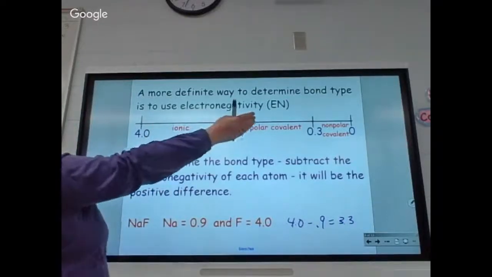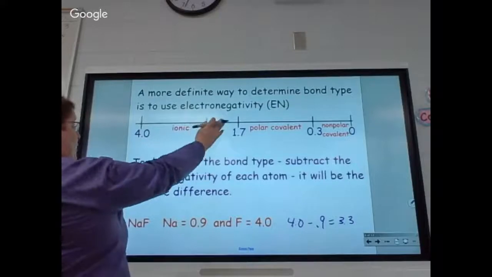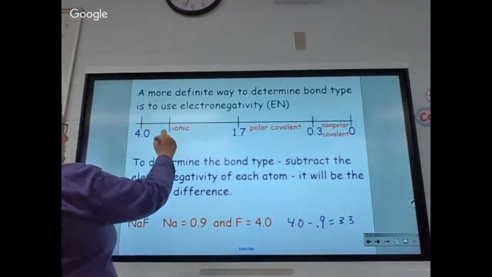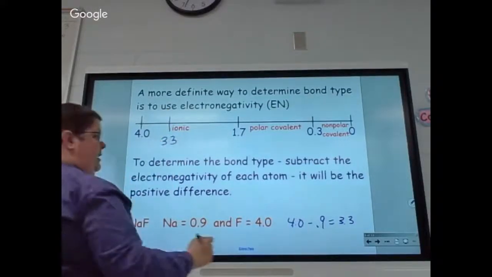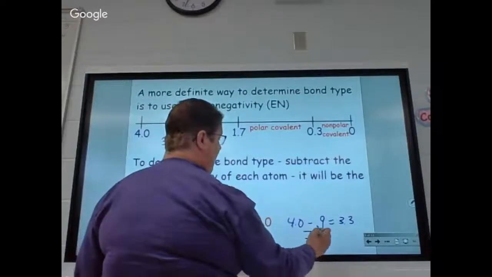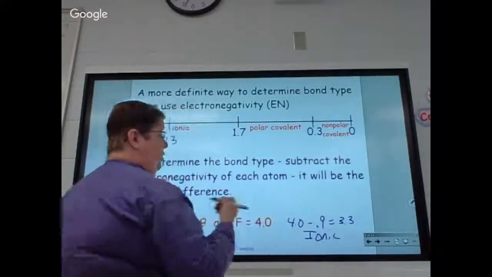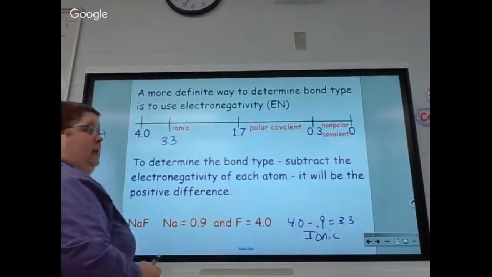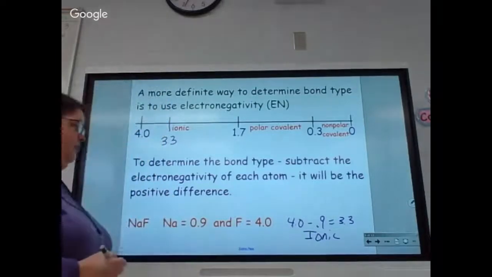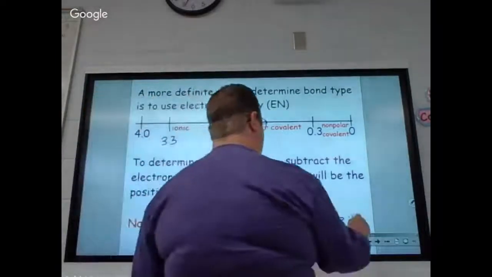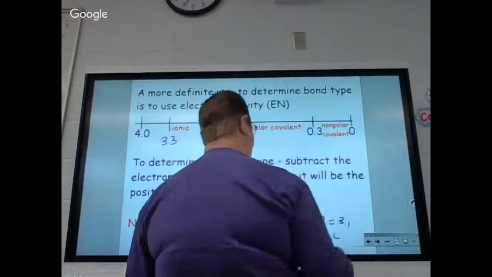Yeah, it's a number line, right? So 3.3, well, probably closer up here. So it would be ionic. Now, that was a nice easy one because it had no numbers in it, right? How did you get 3.3? 3.1. Clearly, Miss Walls had a rough weekend.